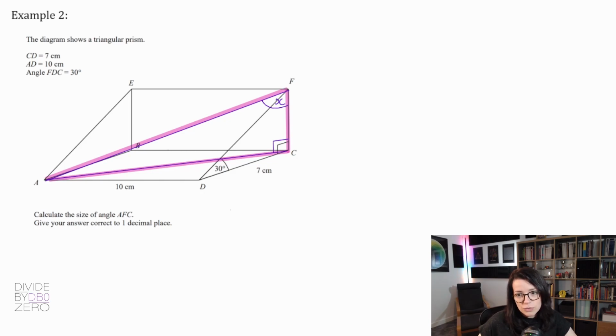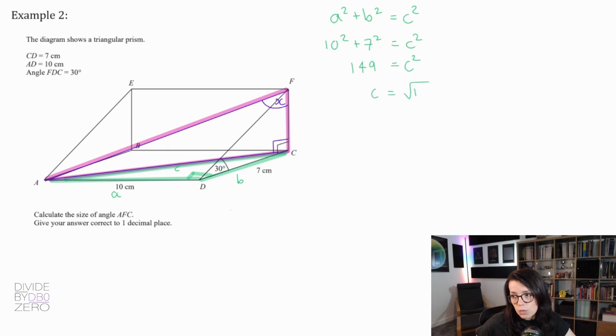Again, there's a right angled triangle lurking on the floor of the prism. So if I make that one green, we've got 2 measurements on that green triangle, 10 and 7. So we can use Pythagoras to find the third side. Let's do that first. So a squared plus b squared equals c squared. Labeling the sides, a, b, and c. 10 squared plus 7 squared equals c squared. 10 squared plus 7 squared gives 149. So C is root 149.